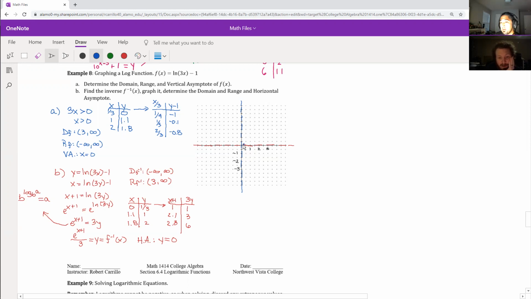Oh yeah, for your y values on the blue one, I think the 0.1 and 0.8 should be positive, right? Because you did y minus 1, right? Yeah. There we go.